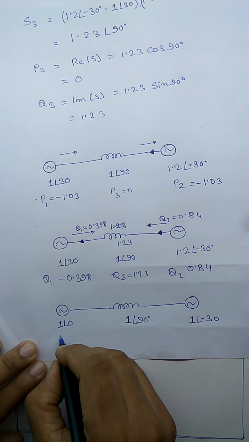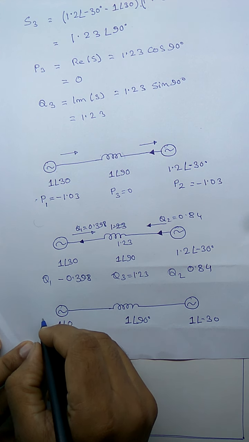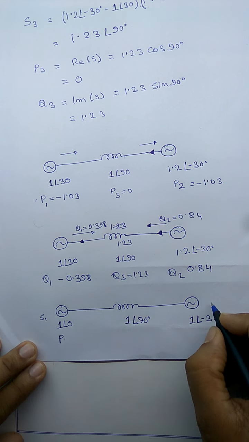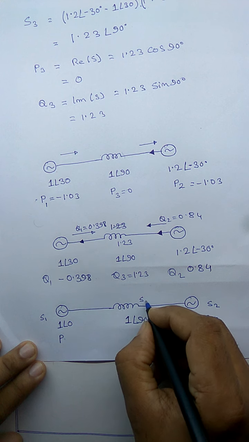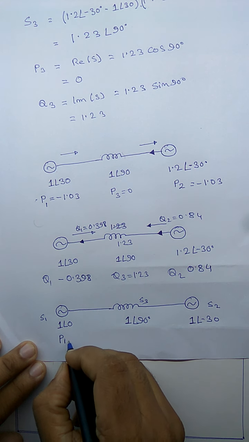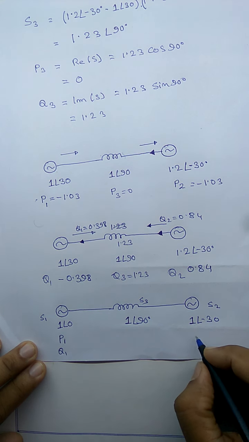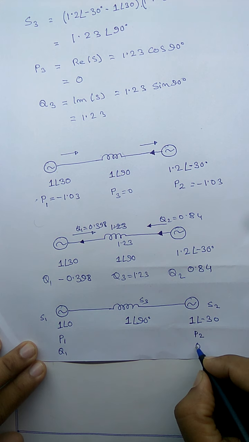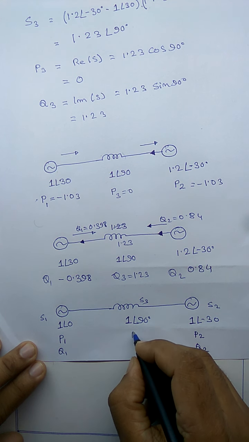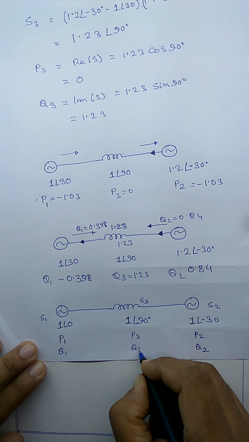So what you have to find, if we say it as source 1, this as source 2, and this as 3, then you have to find P1, you have to find Q1, you have to find P2, you have to find Q2, you have to find P3, and you have to find Q3.